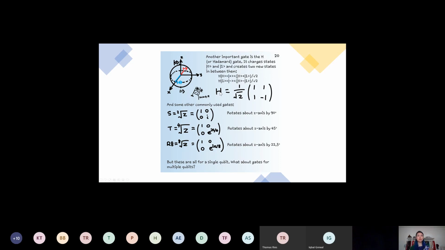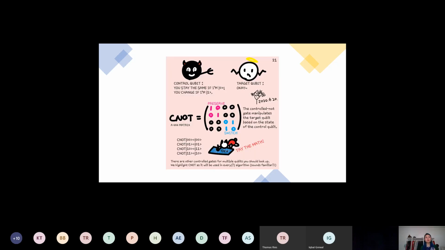When you apply an H gate to plus and minus, you'll be able to get back to 0 and 1. Of course, you can reduce the angles of rotation by doing finer division of your rotations. So here are some other states that are rotating by different angles around the z-axis. You can have a lot of different kinds of gates, but here are some of the common ones that we use in almost every algorithm.